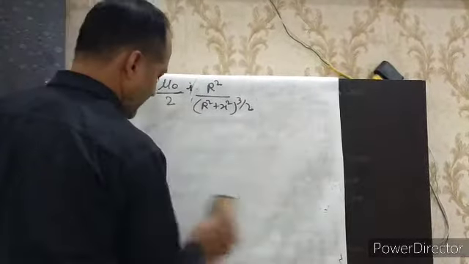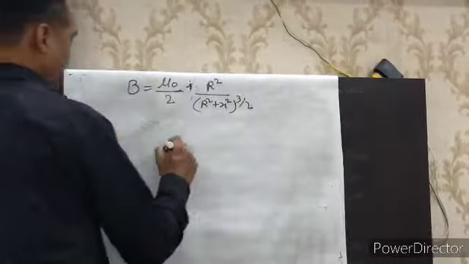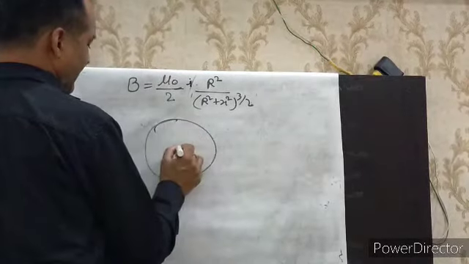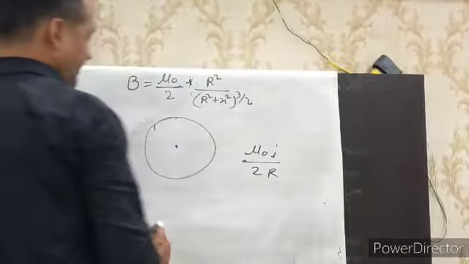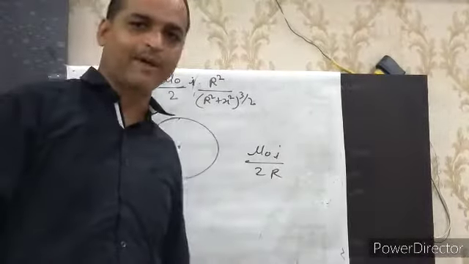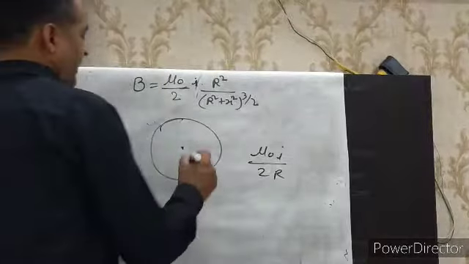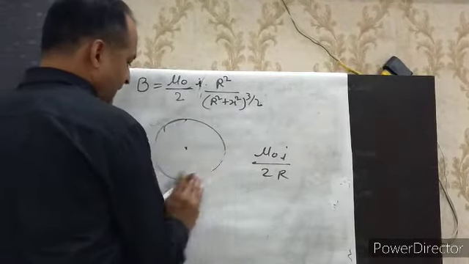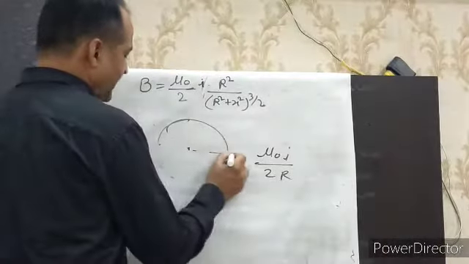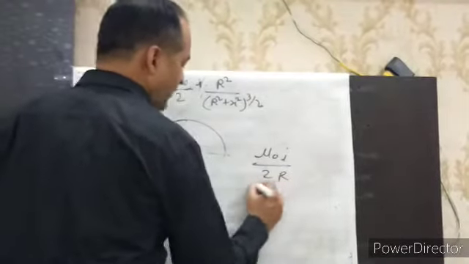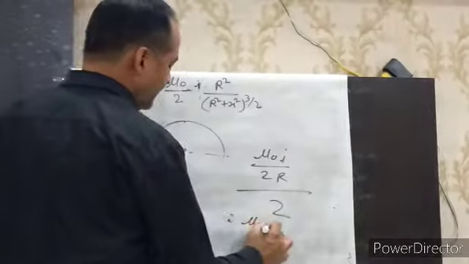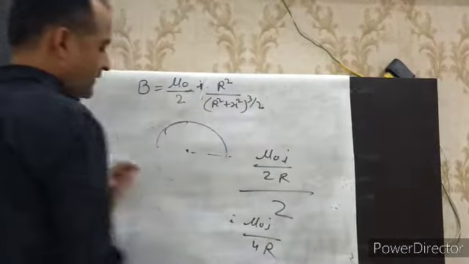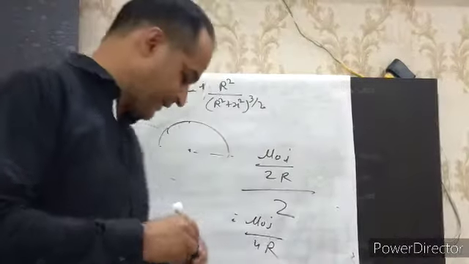If we are going to find the magnetic field due to a semicircle, then due to a full circle the magnetic field at the center is mu naught I by 2 R. Then due to a semicircle, this is mu naught I by 2 R upon 2, half of the full circle. This is mu naught I by 4 R. Is it clear?